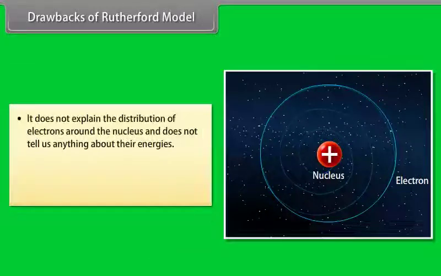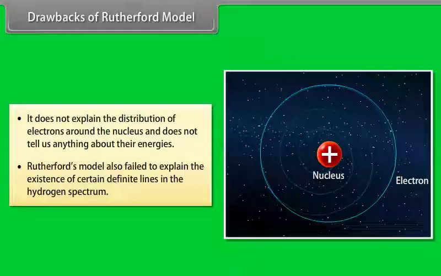Number 2. It does not explain the distribution of electrons around the nucleus and does not tell us anything about their energies. Number 3. Rutherford's model also failed to explain the existence of certain definite lines in the hydrogen spectrum.